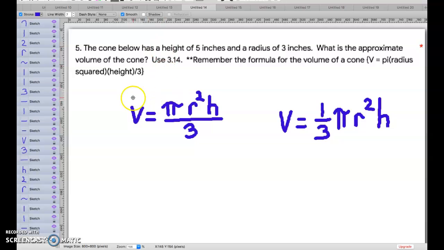Problem 5. I'm just saying that it's giving you the formula for the volume of a cone, and I rewrote it here. Volume equals pi times r squared times h, all divided by 3. We've also seen it written this way in class. You can use either of these formulas. You'll get the same result. It doesn't matter which one you use. Maybe you want to pause the video and copy these formulas.